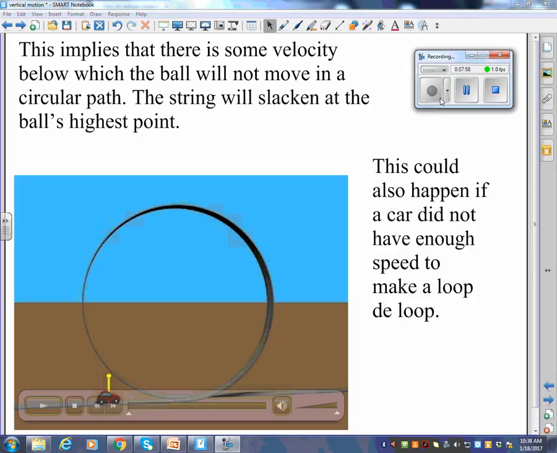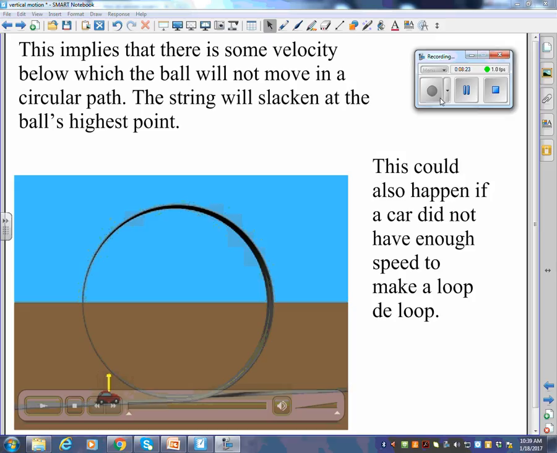This implies that there is some velocity below which the ball will not move in a circular path, and the string will slacken at the ball's highest point, right? And I've been sort of demonstrating that. Good one. If I go really fast, it's going to stay in a circle, but if I go slower, slower, and slower, there's some point where the string loses its tension and it falls out, right? And if you're in a car, you're going to fall.